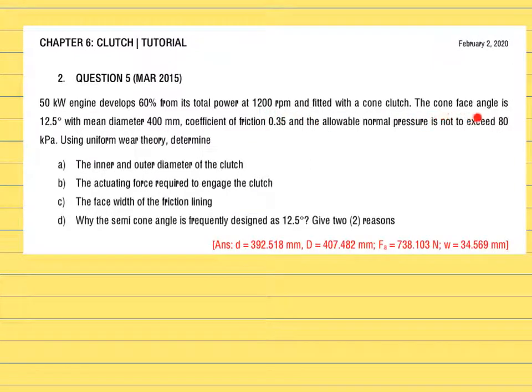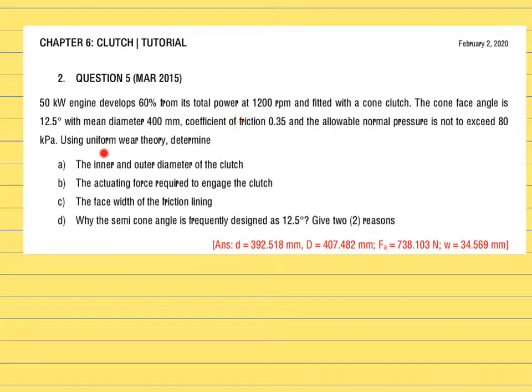The cone face angle is given as 12.5 degree with a mean diameter of 400 millimeter. So this is given also the mean diameter of the cone clutch, which is 400 millimeter, and the coefficient of friction for that cone clutch is 0.35. The allowable normal pressure, P allowable, should not exceed 80 kilopascal. So we assume that the allowable normal pressure, P allowable, is 80 kilopascal.